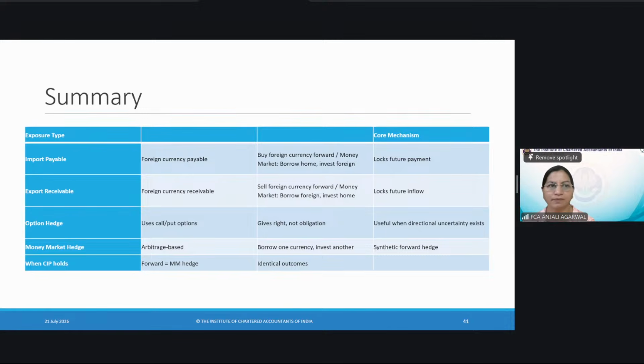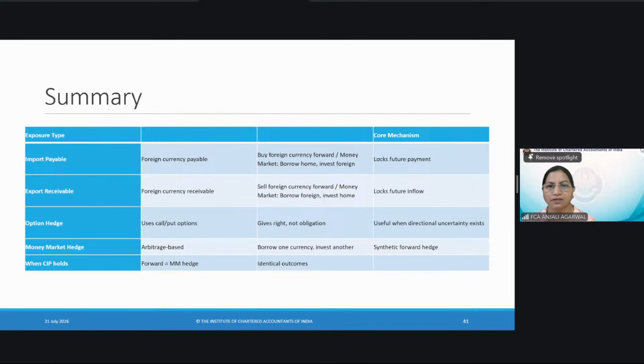If you have imports payable, it's a liability. And when you have a foreign currency payable, you can hedge using either buying the foreign currency forward or in money market, you can borrow the home currency and invest in foreign currency. If you are an exporter, you will have receivables, you will have asset. The foreign currency receivable means hedging. You can sell the foreign currency forwards, or in money market hedge, you can borrow the foreign currency and invest in home currency. In both these ways, you will be able to lock your future flows, whether inflow or outflow.